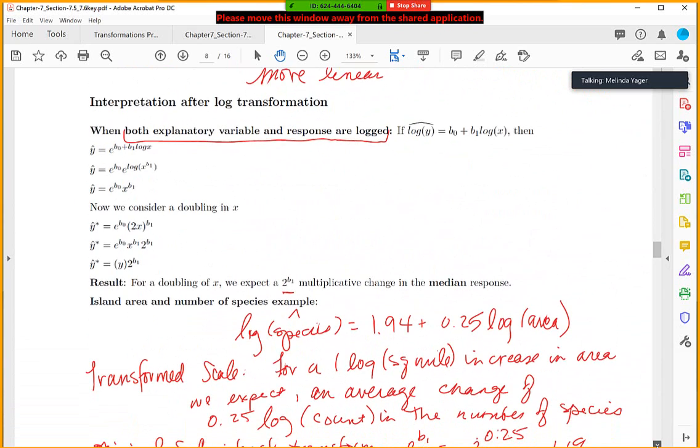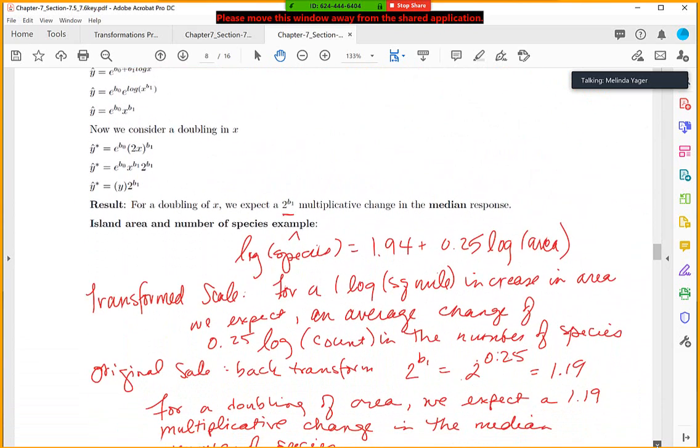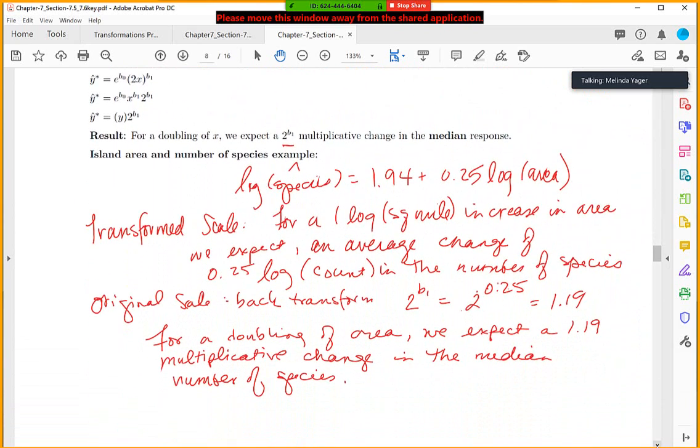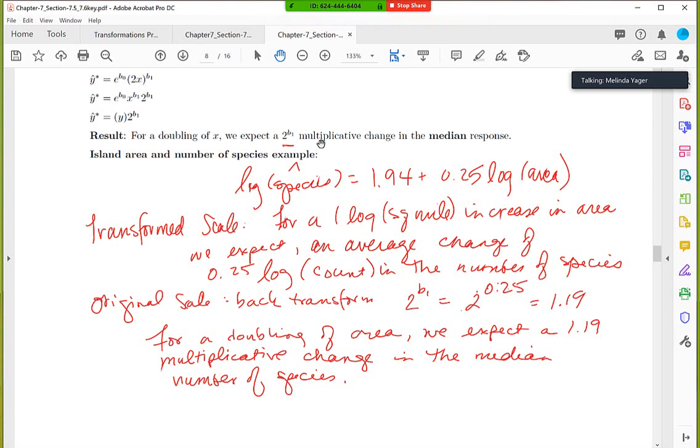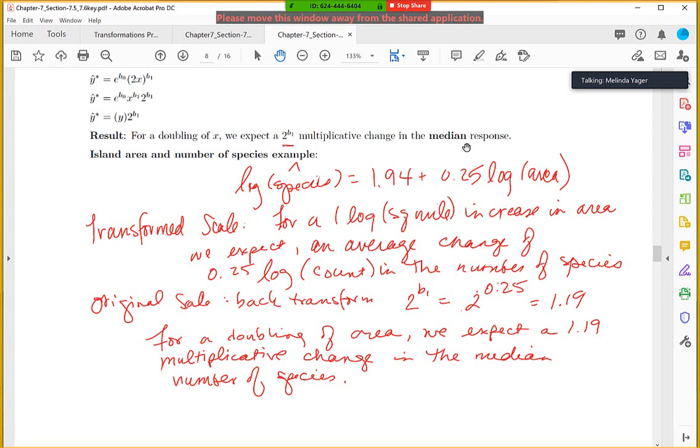So when we back transform here for a transformation of both of our variables, when we talk about our interpretation of slope on the original scale, we're talking about for a doubling of X, we expect a 2 to the power of slope multiplicative change in the median response. Notice now we have the word median again because we're talking about a log transformation of Y.